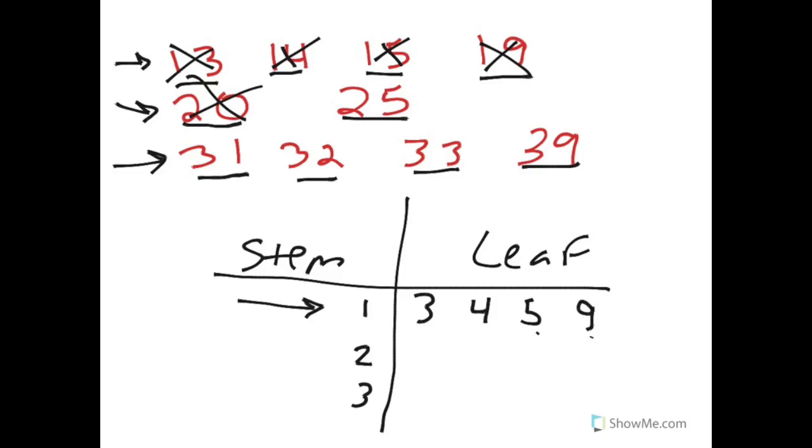In the 20 row, I'll put a 0, because I did 20. Put 5, because I did 25. And then in the 30s row, we did 31, 32, 33, and 39. So 31, 32, 33, and 39. And that allows us to look at this data by way of looking at place value. And it also is pretty easy to write and read.